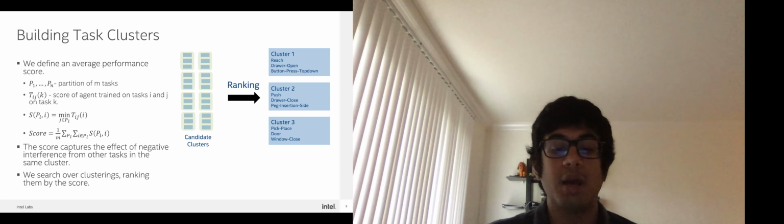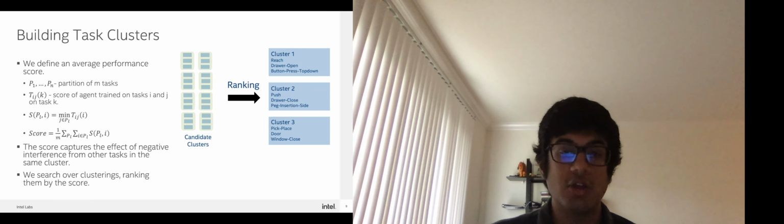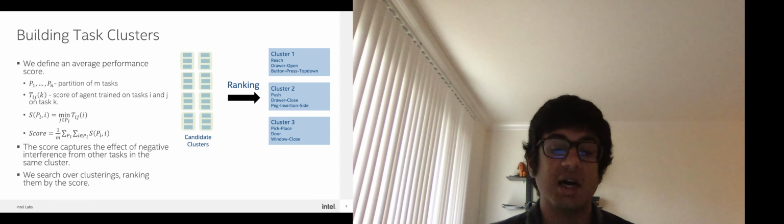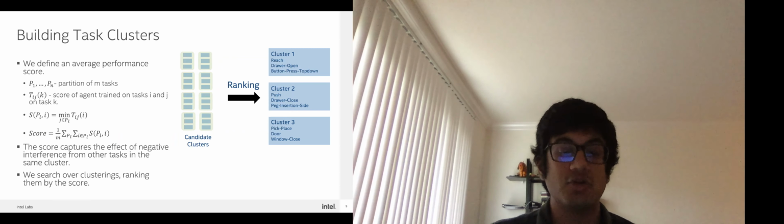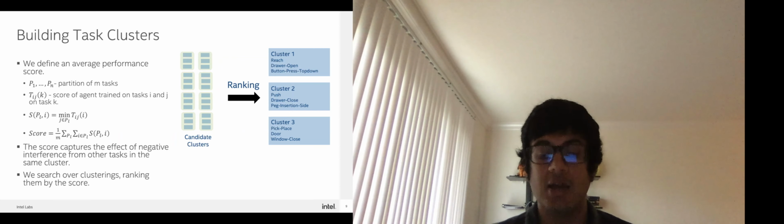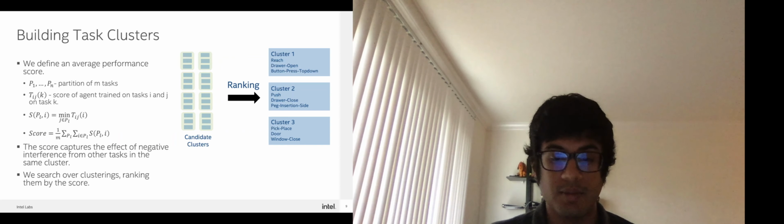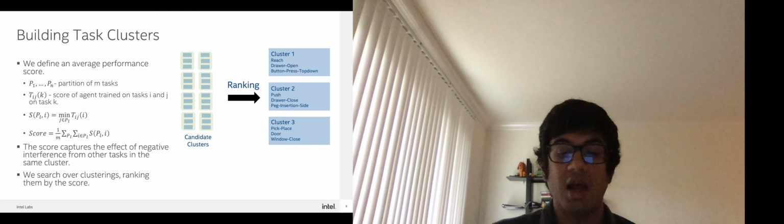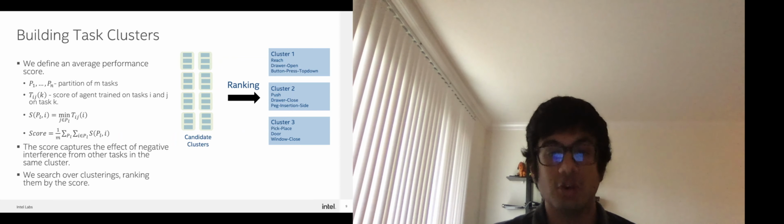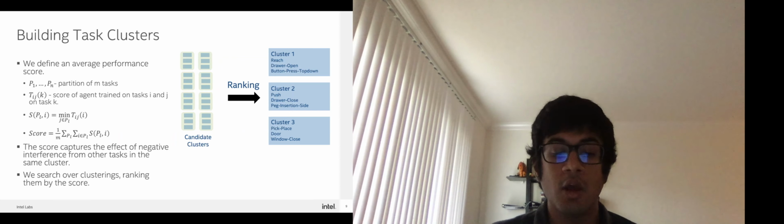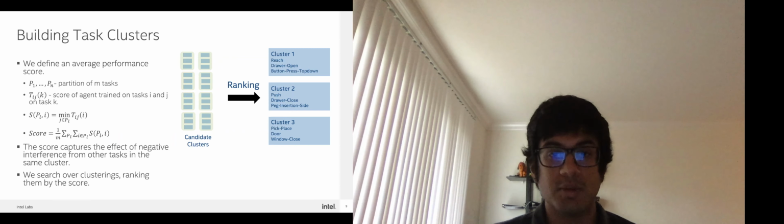We now use the pairwise results to estimate the performance of larger clusters. We estimate the performance of an agent trained on a cluster PL on task I, which is in the cluster, as the minimum pairwise result consisting of task I and one other task in the cluster. Thus, our score captures the effects of negative interference between pairs of tasks, while ignoring higher order effects. We use the score to propose an optimal clustering of tasks, shown on the right.